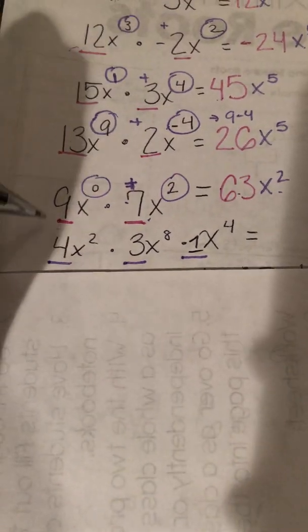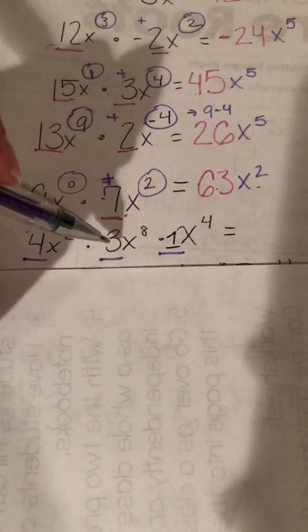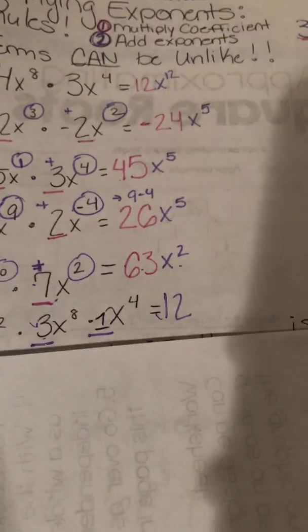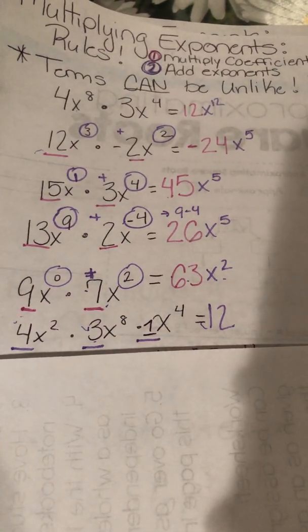So let's do the multiplication. 4 times 3 is 12, times 1 is 12. My second step, that was supposed to be in pink. Miss Catalano ruined the color coding.